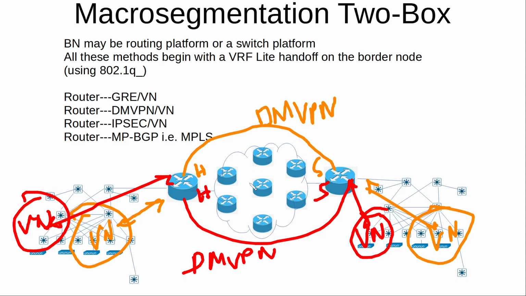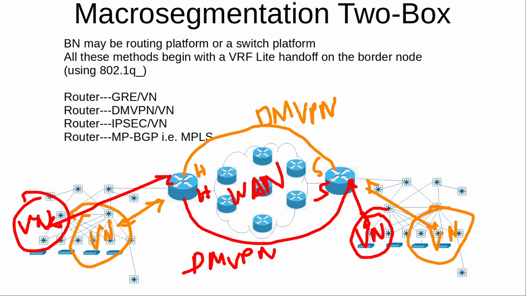So this is how I can use my traditional wide area network and have a way to preserve macro segmentation when communicating two sites together. The same applies for IPsec. If I wanted to go for IPsec, I will create an IPsec tunnel for one VNID, another IPsec tunnel for another VNID.